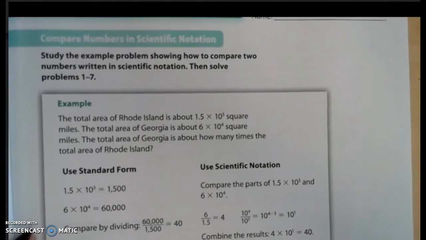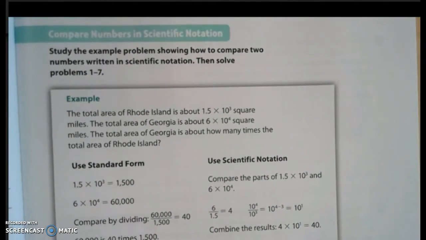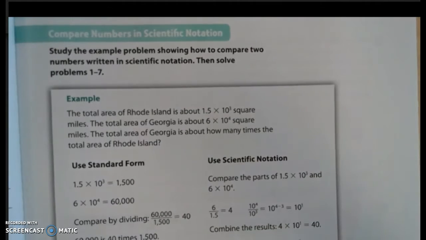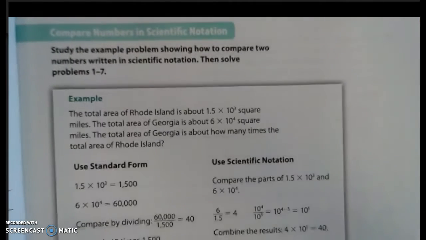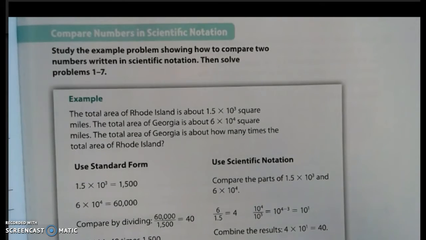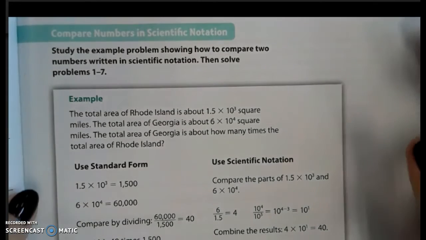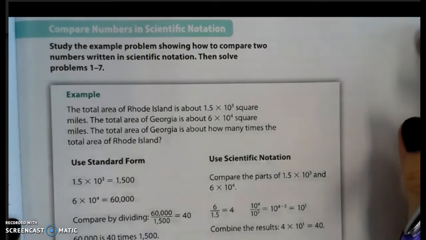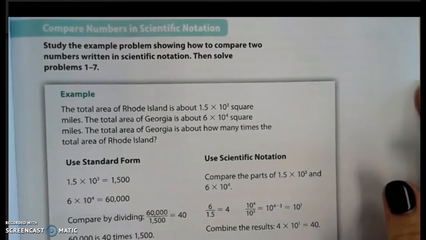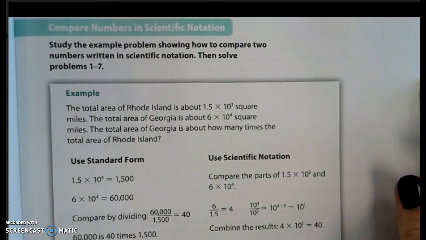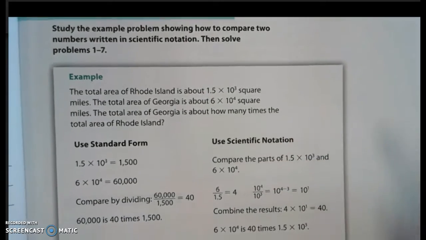Right, in our practice book, our homework last night was 35 through 38. This is comparing numbers in scientific notation. This is the ones where they wanted you to find out how many times more a number was. Study the example problem showing how to compare two numbers written in scientific notation and then solve 1 through 7.